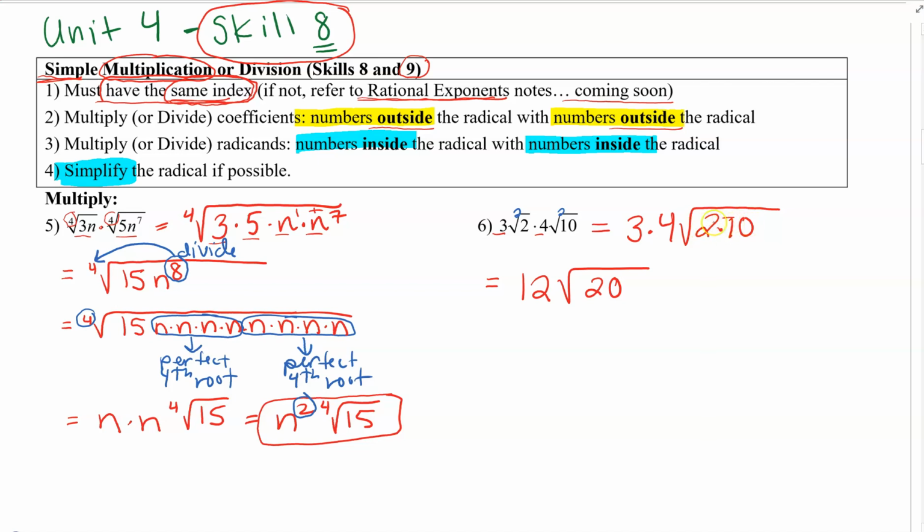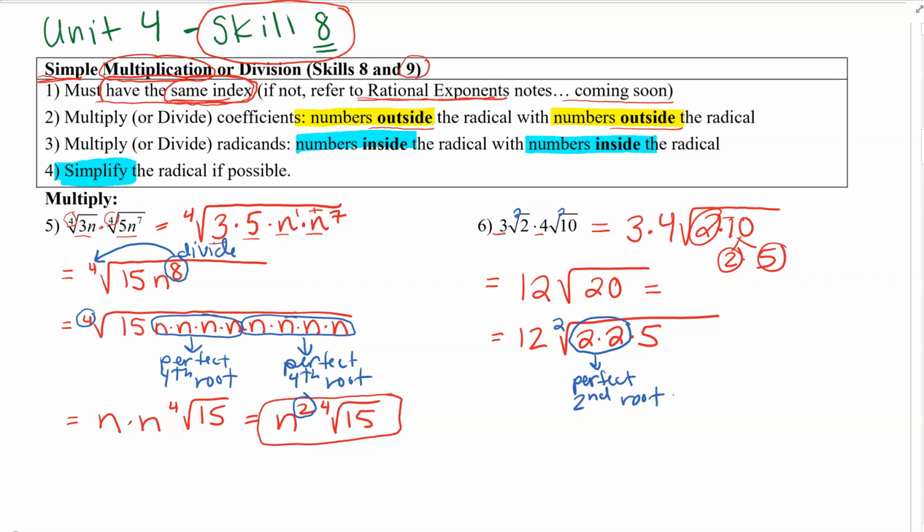In fact, maybe I'll go back to here when it was 2 times 10 and then break the 10 into 2 and 5. So really, the square root of 20 is 2 times 2 times 5, right? And then the fact that I have 2 identical factors under a square root indicates a perfect square root, a perfect second root, right? It's an index-sized group.